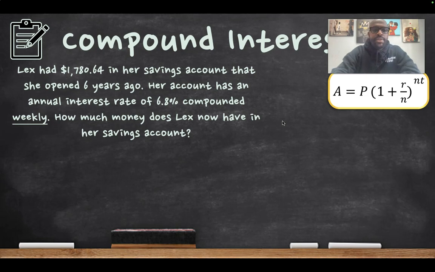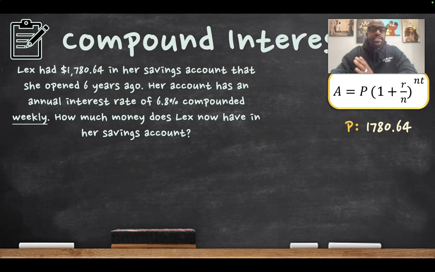I'm going to take a little time with this one because this is a problem that's written a little differently, but it's the exact same structure. This problem reads, Lex had $1,780.64 in her savings account that she opened 6 years ago. Her account has an annual interest rate of 6.8% compounded weekly. How much money does Lex now have in her savings account? So you're trying to figure out how much she has now, and they're saying that she initially started with $1,780.64. So that's still your principal that goes out front.